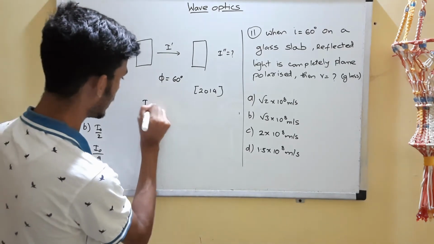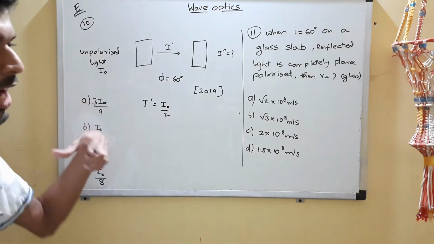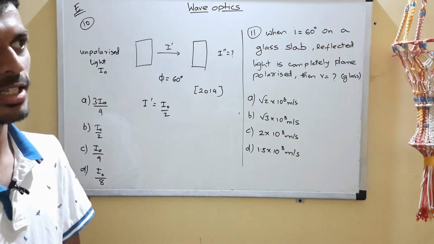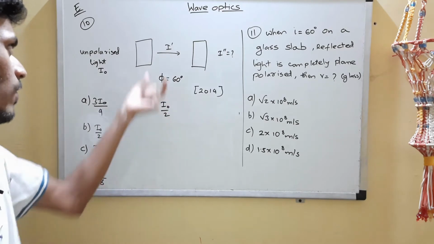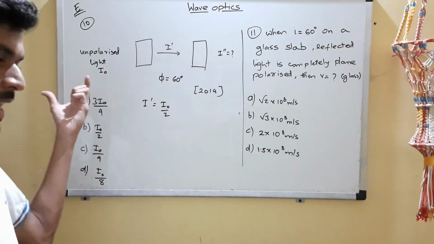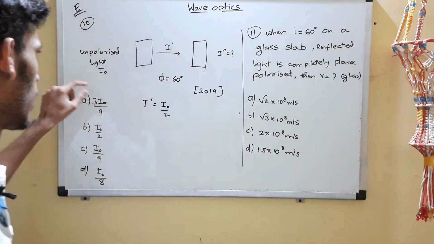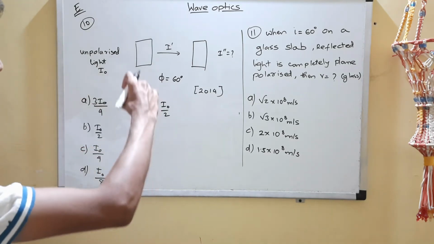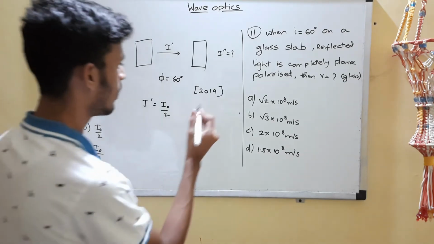You can directly see that I dash will be I naught by 2. Whenever unpolarized light passes through one polaroid, the intensity reduces to half of the original. So I dash is I naught by 2. Now what about the intensity after passing through the second polaroid? For that, we'll use Malus law.